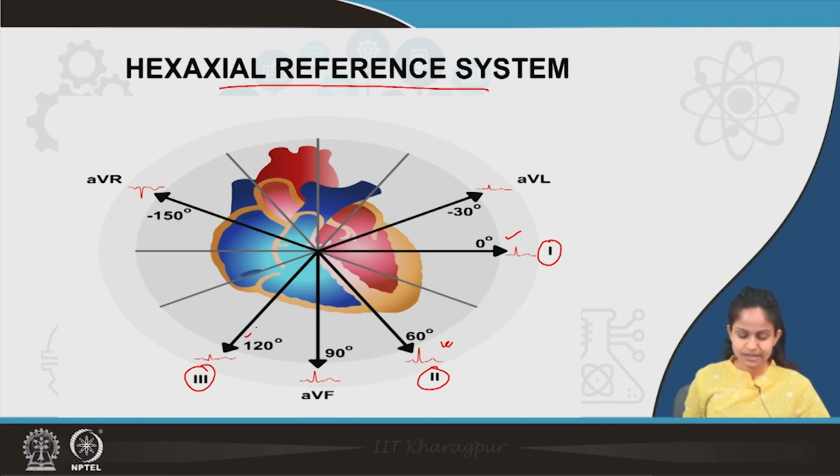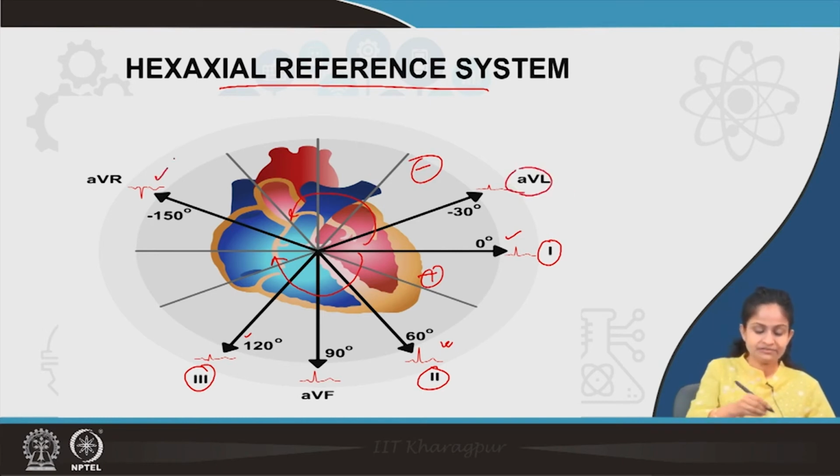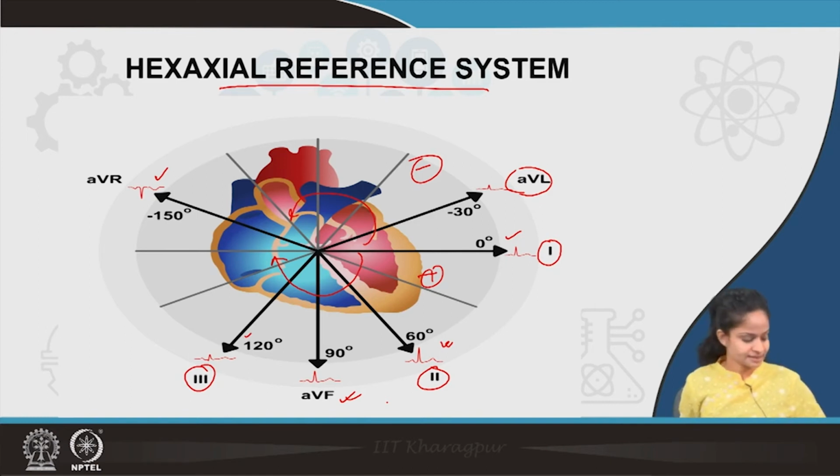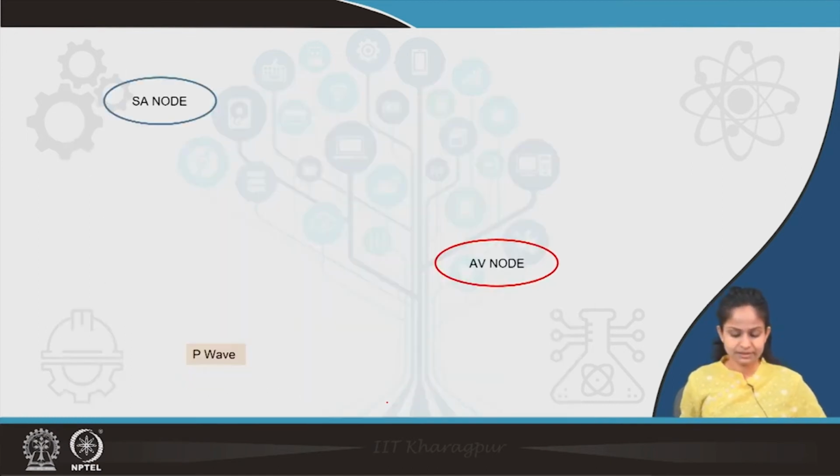Lead 1 is 0 degree, lead 2 is 60 degree, lead 3 is 120 degree, which means in the downward portion the deflection is positive, whereas the upward portion is negative. That is why we see AVL to be minus 30 degree, AVR is minus 150 degree and AVF is 90 degree. So, these are the angles we have to remember for the hexaxial reference system of the limb leads, whether standard limb leads or the unipolar augmented limb leads.